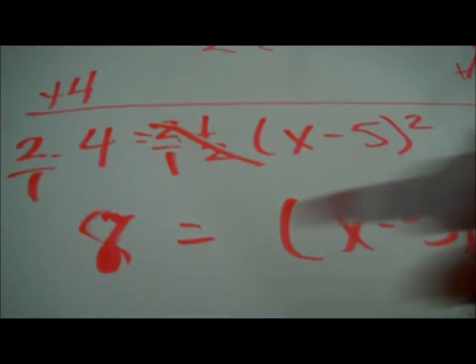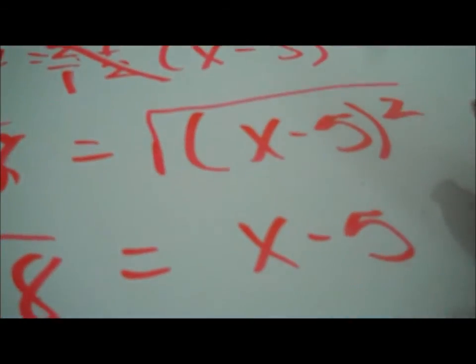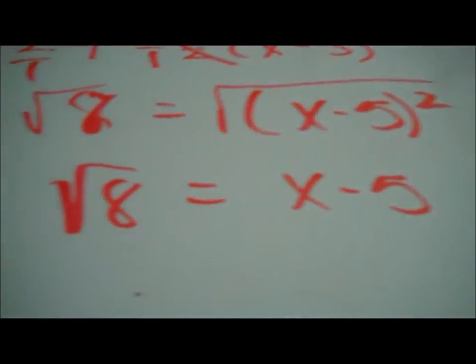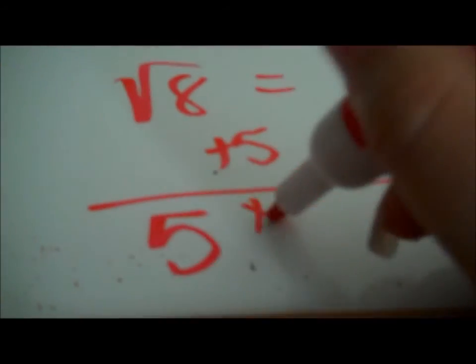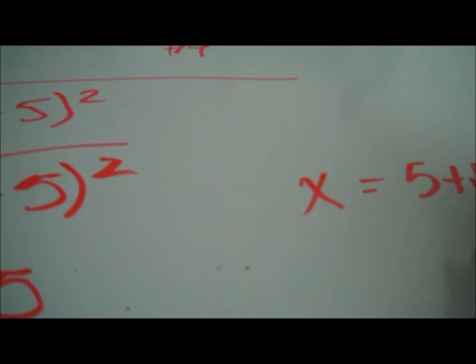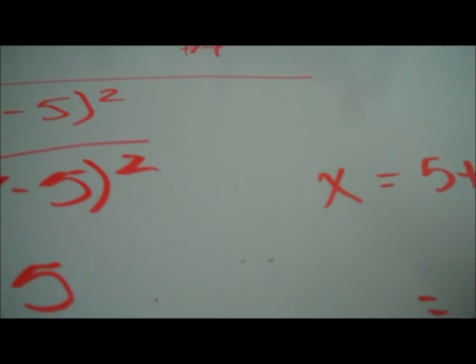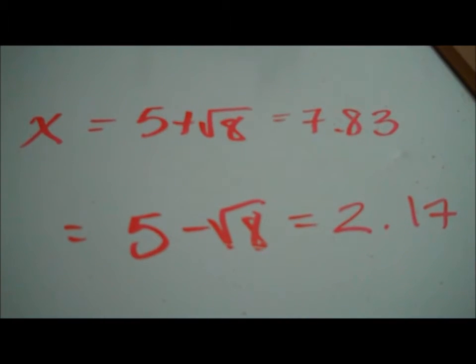Need to get rid of the square, so I'm going to take the square root of 8, which equals x minus 5. So if I take the square root here and the square here, the x minus 5 is going to come down. And then to finish up, I have to add 5 to both sides. Okay, so I can write that as 5 plus or minus the square root of 8 equals x. So to find out my x values, I would actually need to work those two out. So x equals 5 plus the square root of 8 and x equals 5 minus the square root of 8. So those are the two equations that we have to work out.